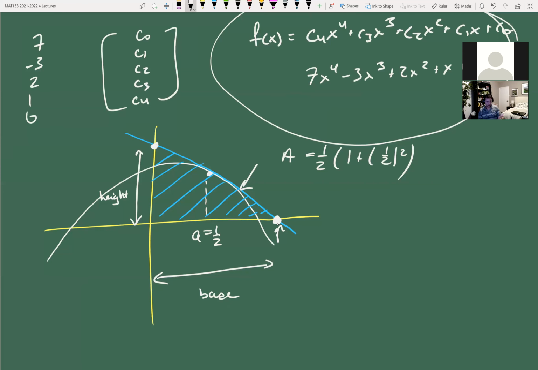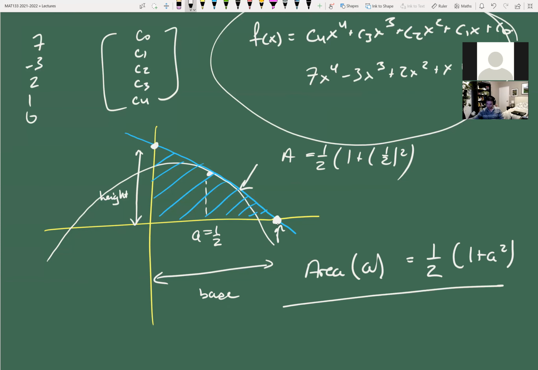And then you set that to be equal to the area that you want, which in this case is 1/2 (1 plus A squared), and you solve for A. So you'll get the area as some sort of function of A. You want that area to be equal to 1/2 (1 plus A squared), solve for A.